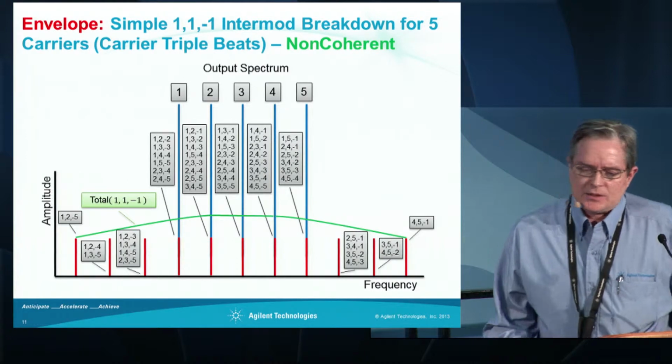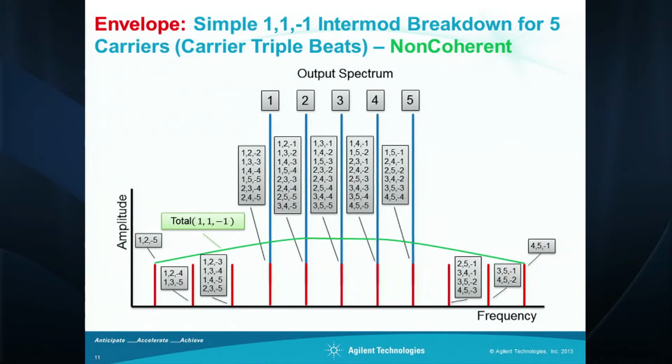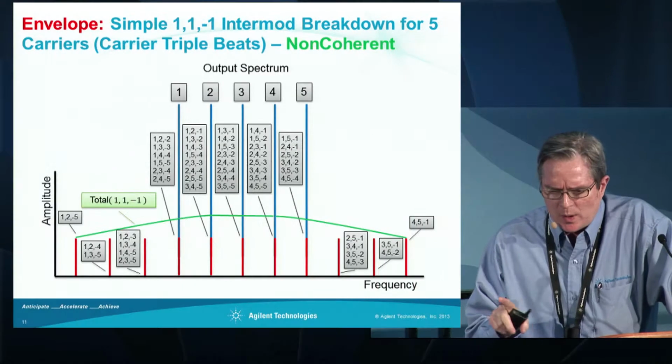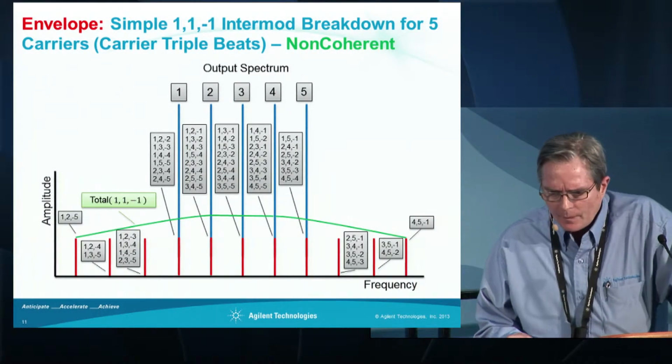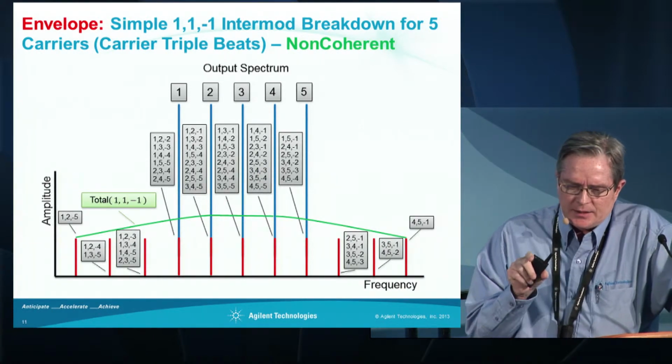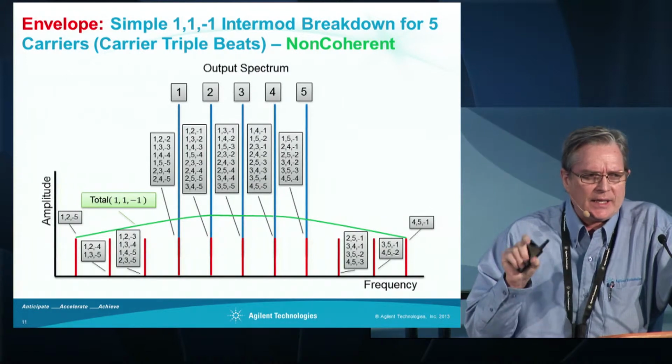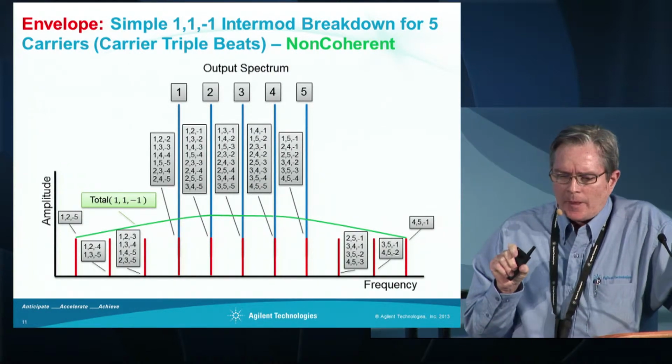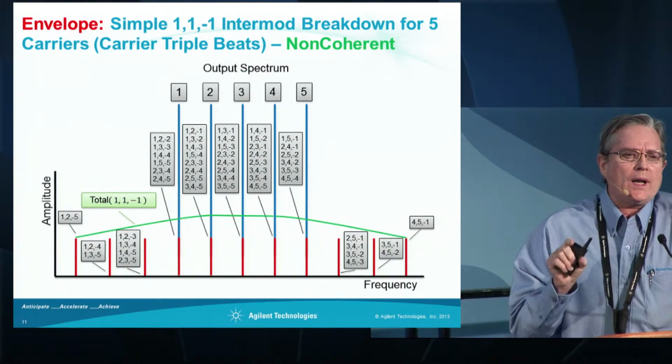All right, now this is a more detailed explanation. We're just going to look at 5 carriers here, and the carriers are labeled 1 through 5. Once again, these are the blue signals. The red signals are the intermods that are being generated. And so we're just going to look at one intermod group.